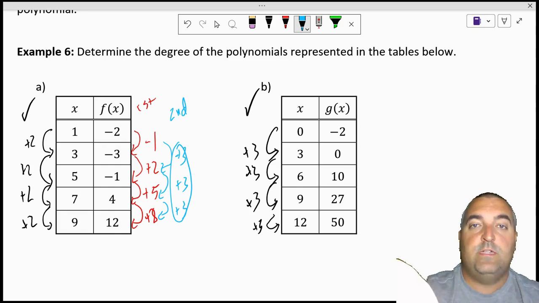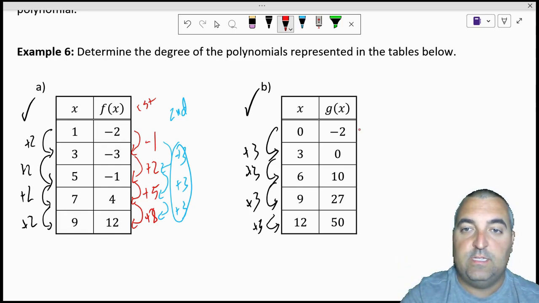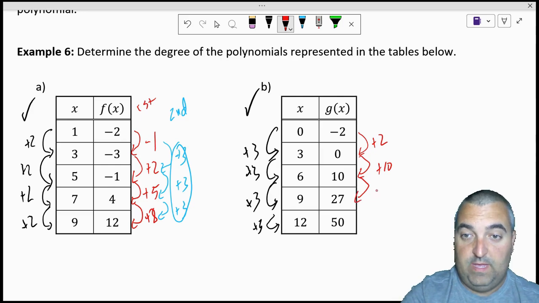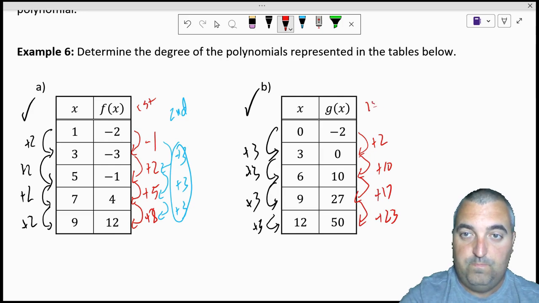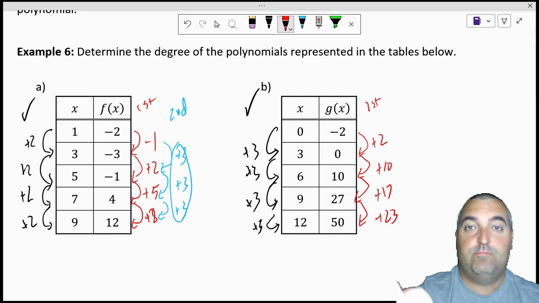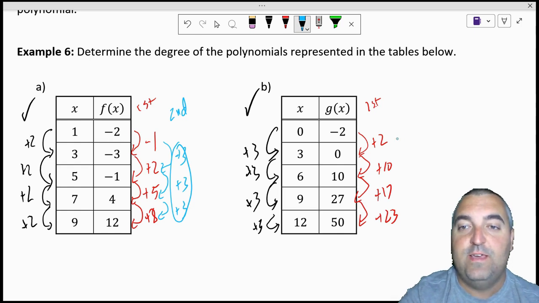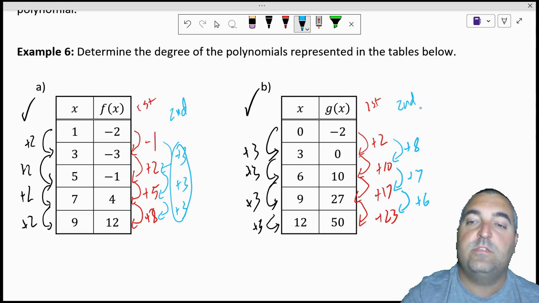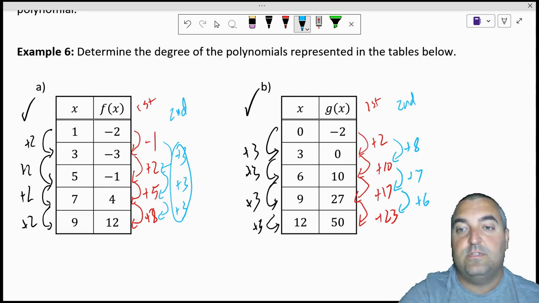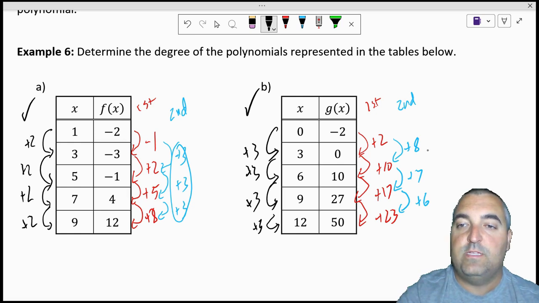Okay, so let's do similar work on the next one, and then we'll see how we actually write our answer for both of these. So -2 to 0, that's adding 2. 0 to 10 is adding 10. That's adding 17 from 10 to 27, and that's adding 23. So it's not a linear function. Good, because that'd be boring for this video. All right, we go to the next one. That's +8. That's +7. That's +6. Not quite there for our second, but we still need to do all those numbers to see when they do start being the same.